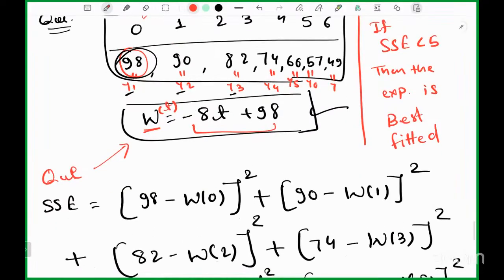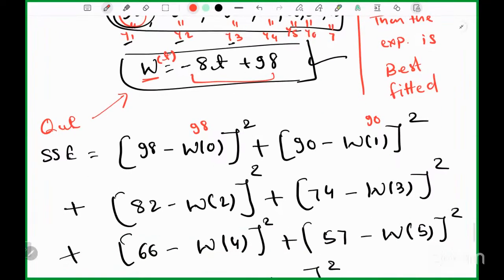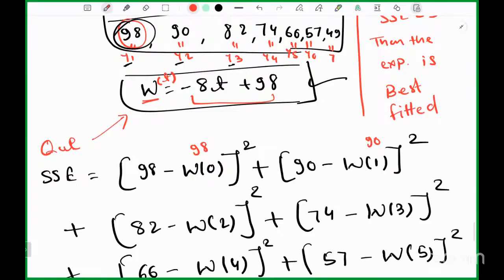Now substitute the values. So what is w of 0? W of 0 is 98, right? If you substitute t equals 0 over here, minus 8 into 0 will be 0 and the 98 remains. If you substitute 1, then what will be w of 1? It will be 90, because minus 8 plus 98 will be 90. What is w of 2? Minus 8 into 2 plus 98, so minus 16 plus 98 will be equal to 82.